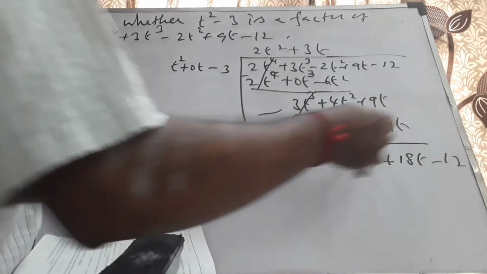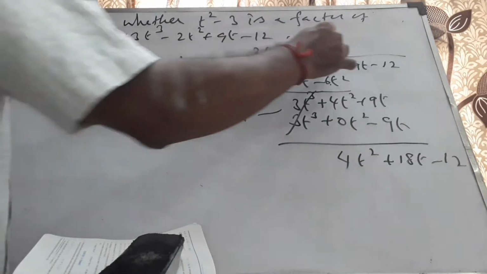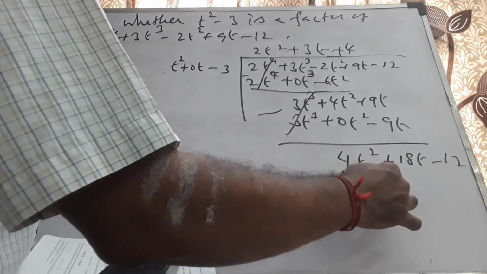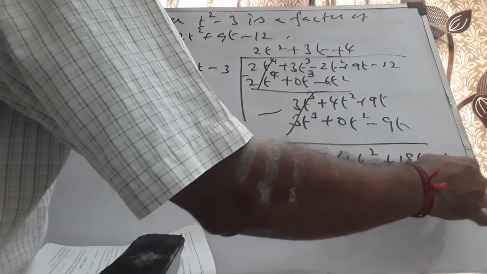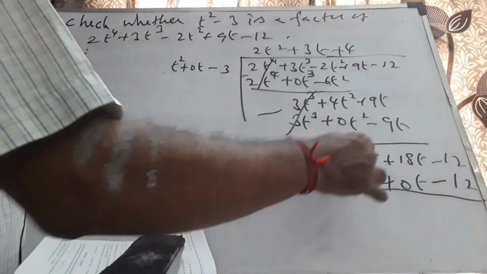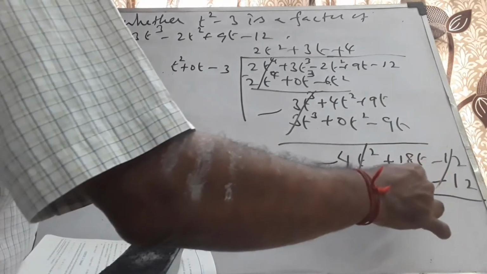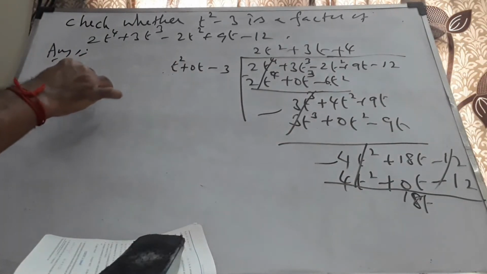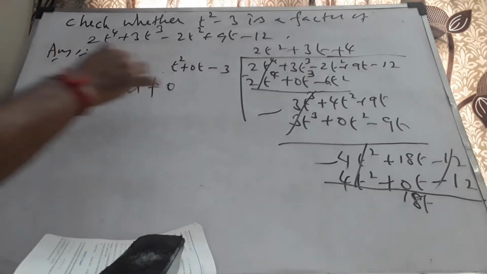Okay, minus 12 is brought down. 4t square, of course, 4t square by t square is plus 4. Here I mean to say 4t square plus 0t, of course, minus 12. Here of course this will go off. I end up with non-zero remainder. Remainder not equal to 0.